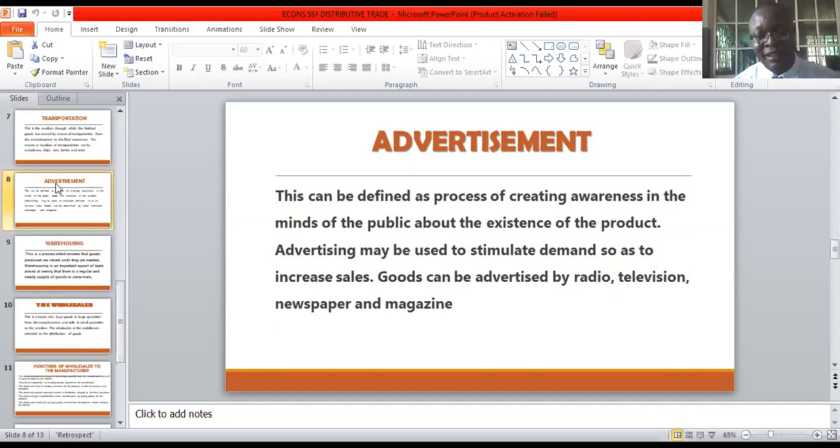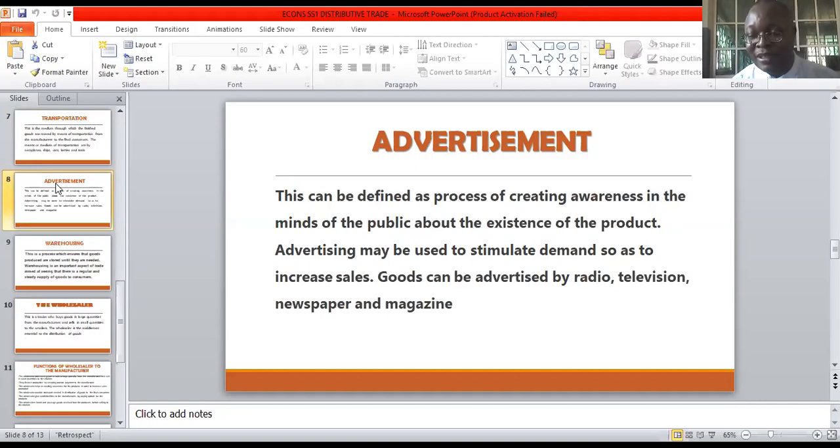Advertisement is the process of creating awareness. There is need for you to advertise your goods. By the time you are advertising your goods, you are creating awareness in the mind of the public about the existence of a new product. Advertising will help to stimulate demand.